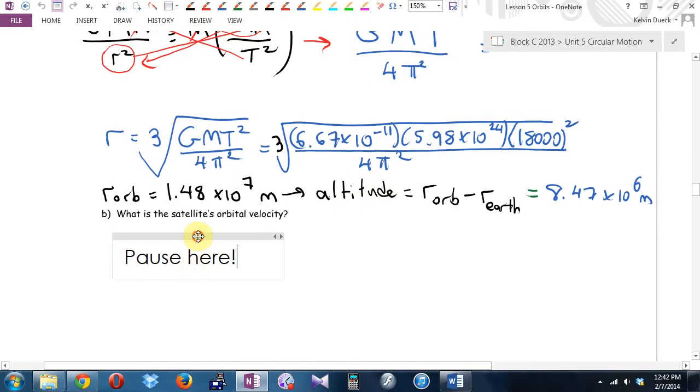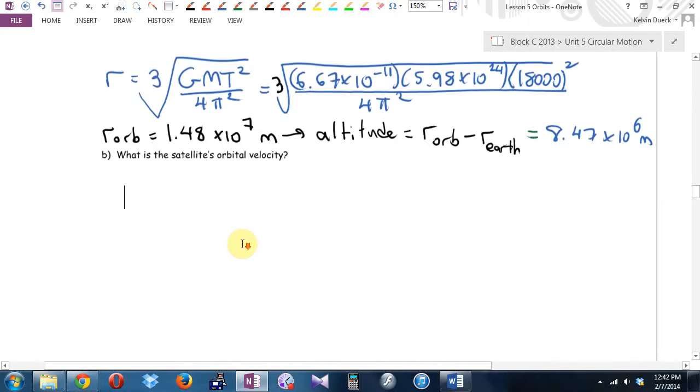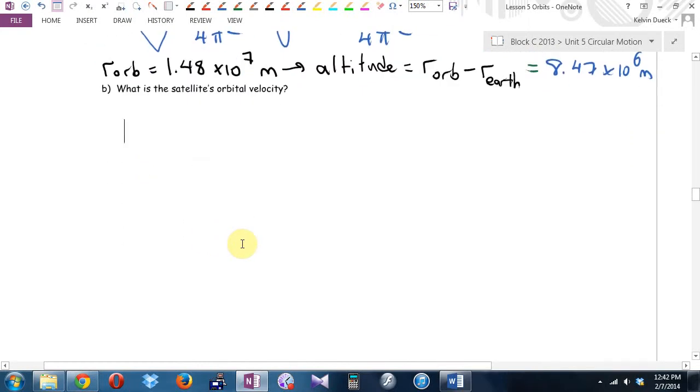Hey, what's the satellite's orbital velocity? Sammy, can you read to me part B again, please? Did you say orbital? We're in orbit. You know what? That must mean that gravity is pulling me in a circle.